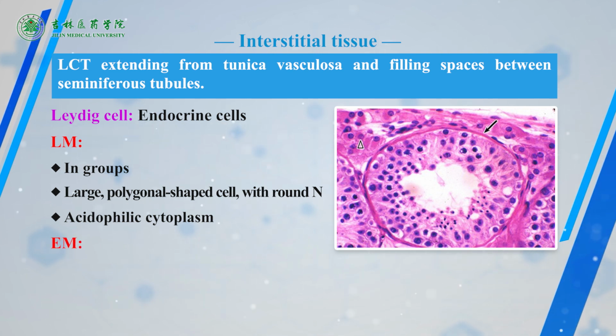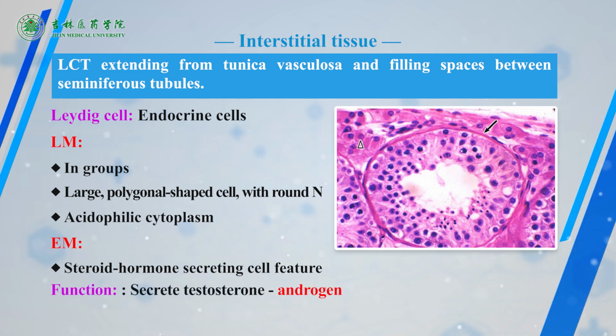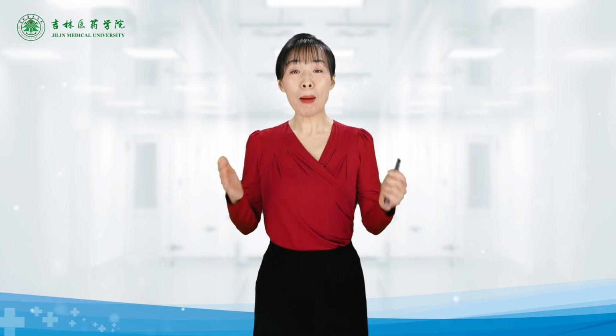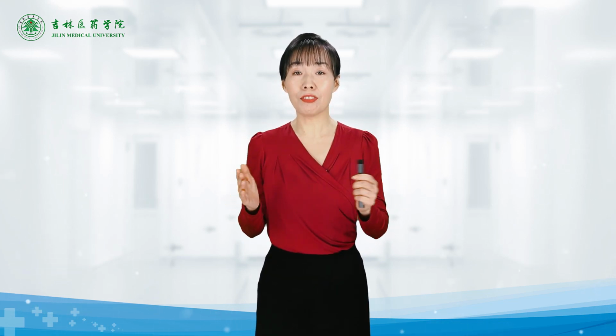Leydig cells have features of steroid hormone-secreting cells. Main function is to secrete testosterone, androgen. Okay, above is the content of the testis.